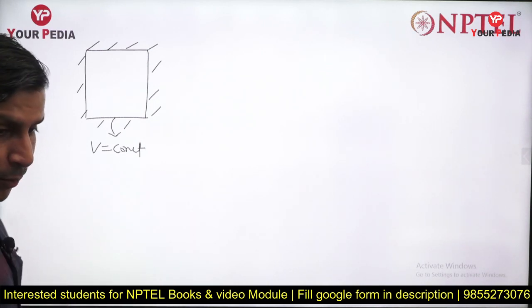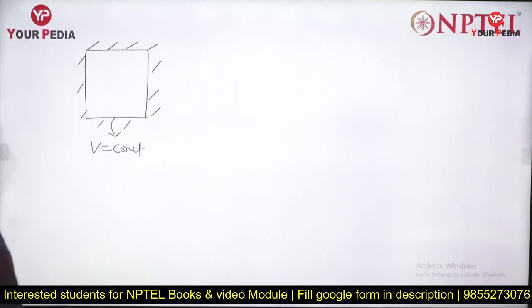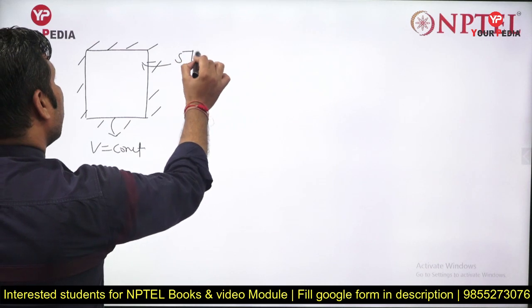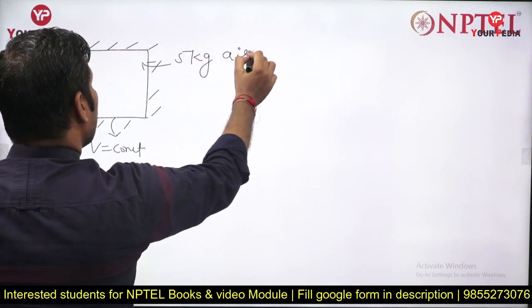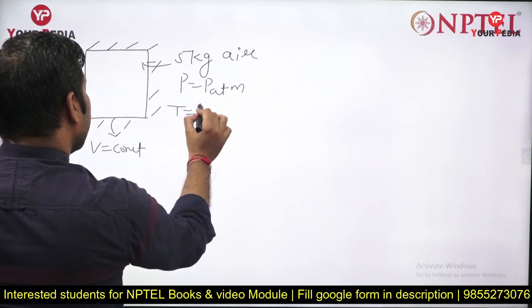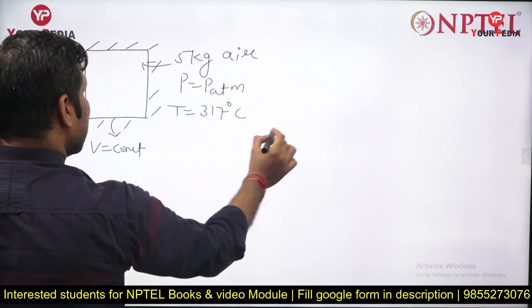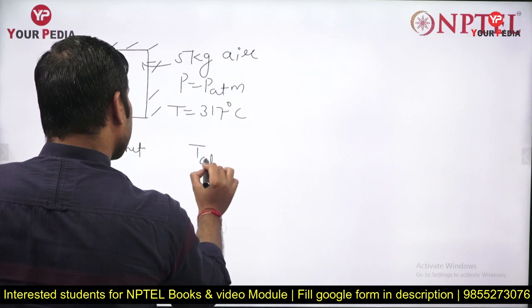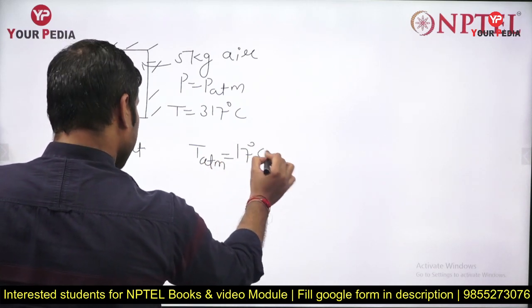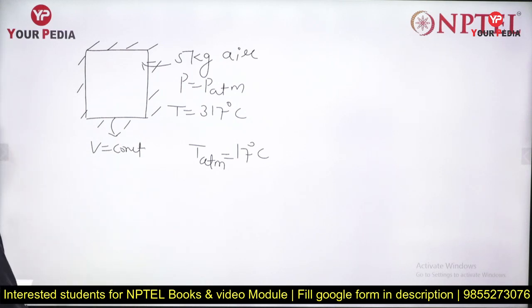Now what data has he provided you? The mass is 5 kg. So you can write it here: the mass of air, 5 kg. Pressure is what? P atmospheric. Temperature is what? 317 degree Celsius. T atmospheric, atmospheric temperature is what? I think this is 17 degree Celsius. Okay. So now we need to find out the entropy change of air and net entropy change of the universe.